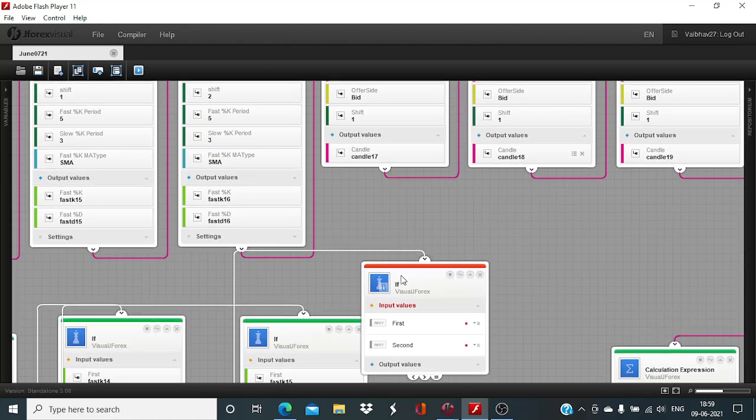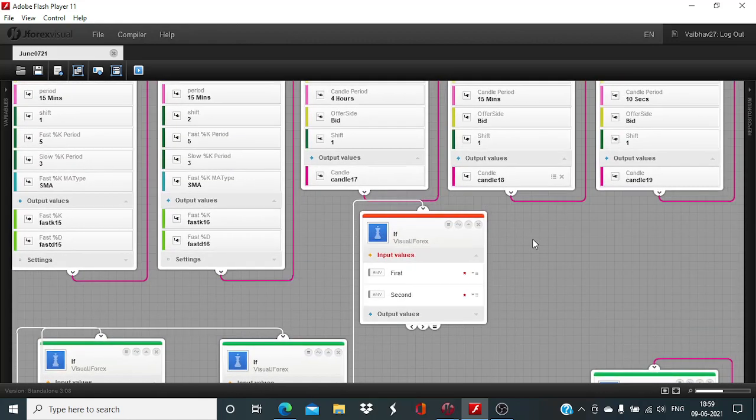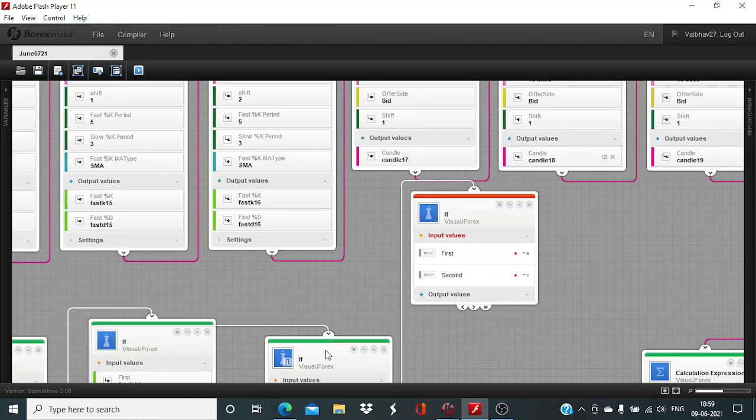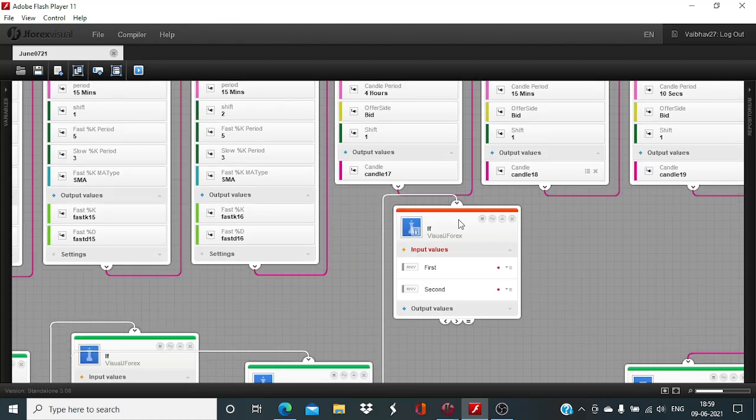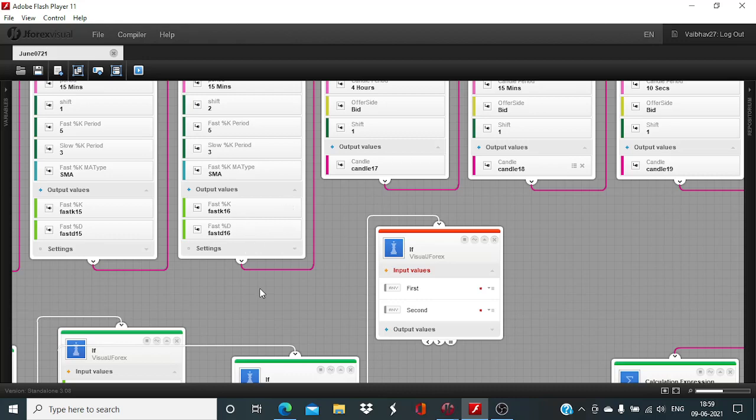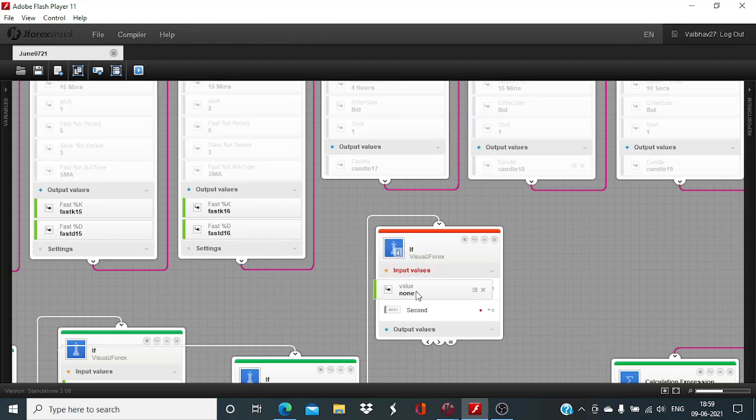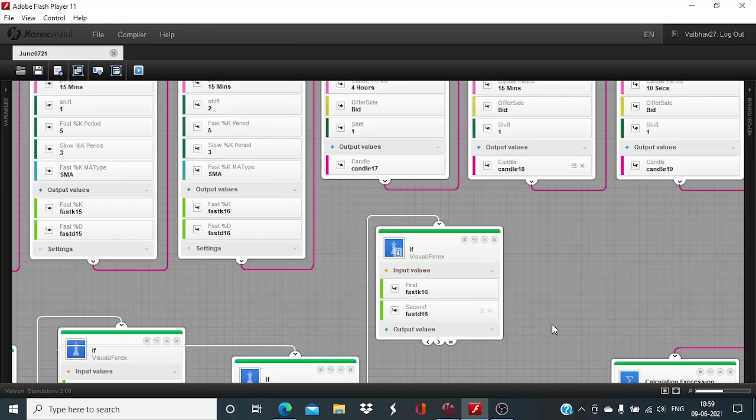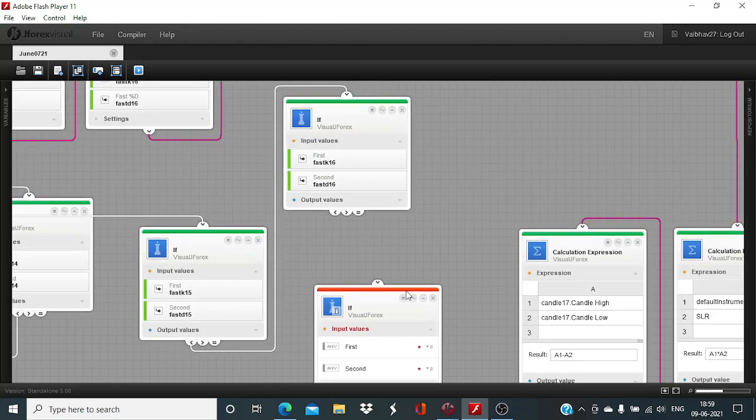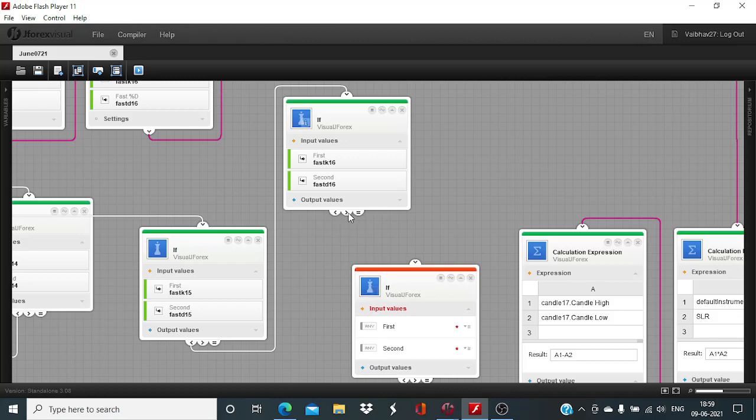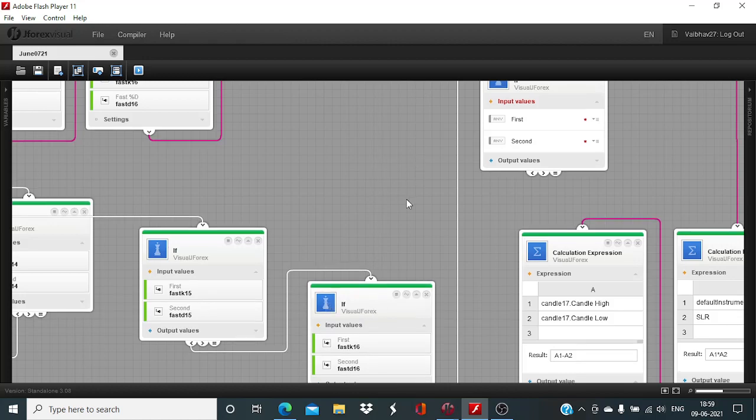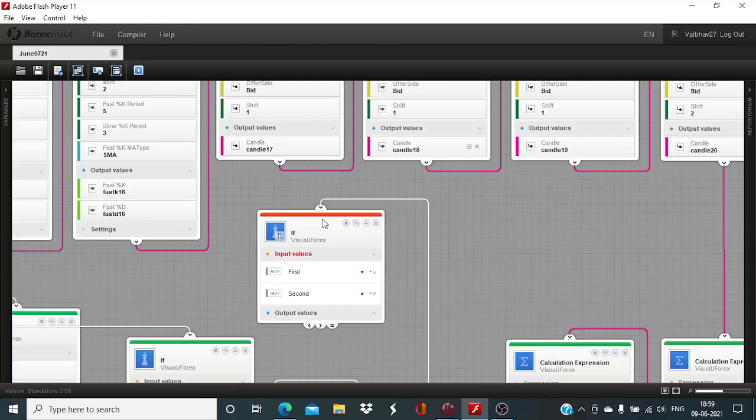And in the penultimate 15 minutes, the stochastic values should have been in the opposite direction. The fast K16 should have been above fast D16, and only in the last 15 minutes the turnaround has happened. So here, first input greater than second input.